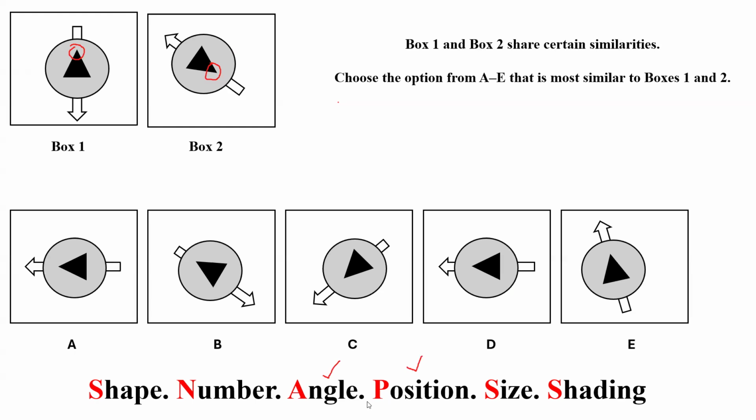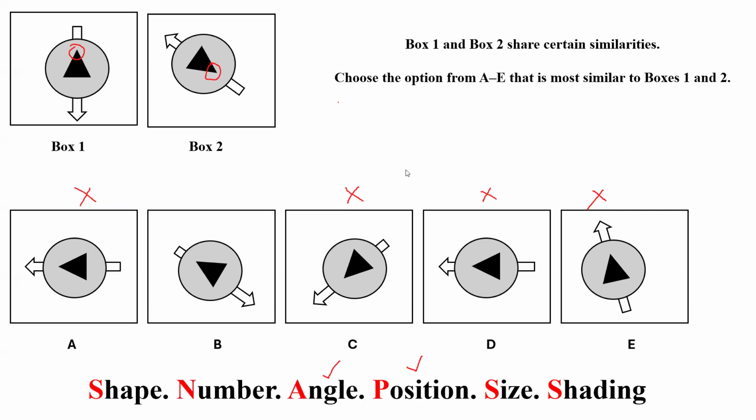So, also, A has the triangle pointing the same way as the arrow, and B doesn't, and C does, and D does, and E does. So the answer is B. Perfect. Very, very good. Well explained.